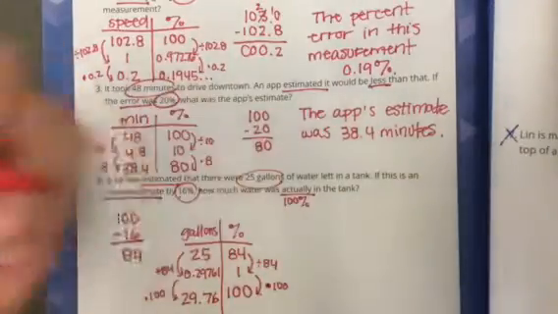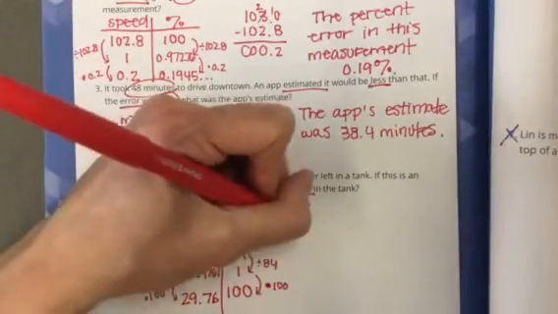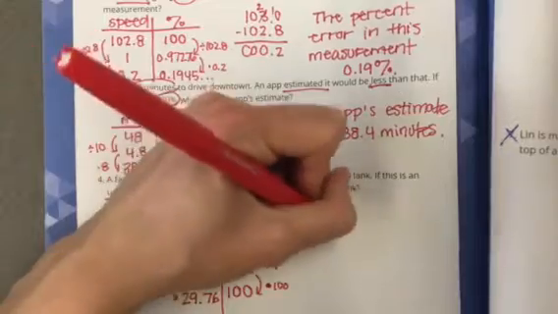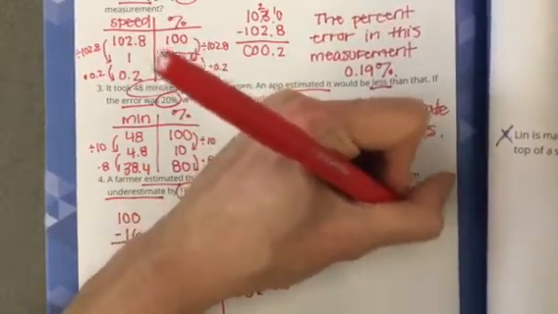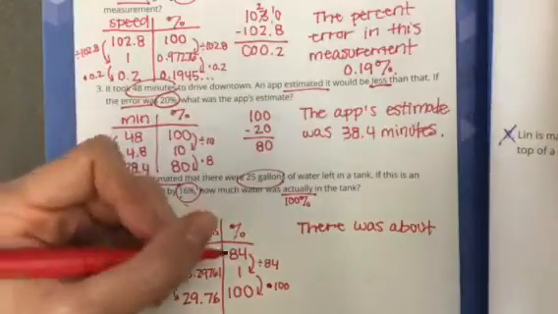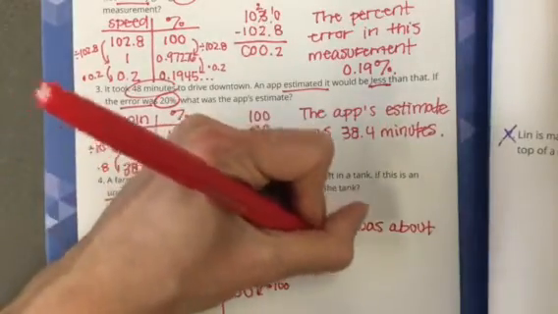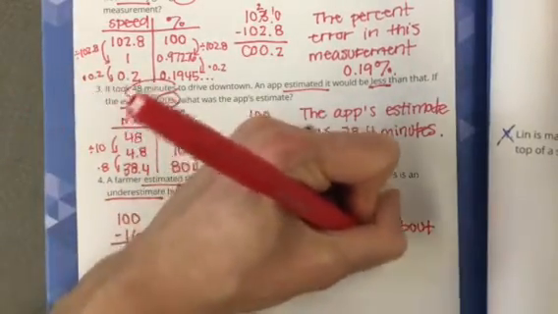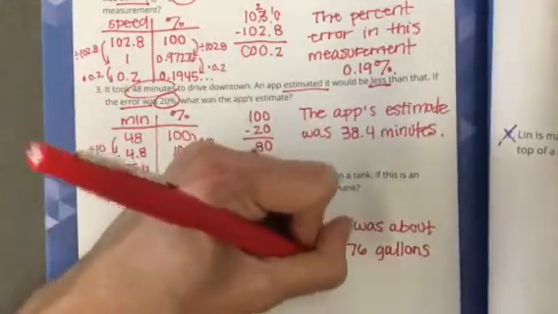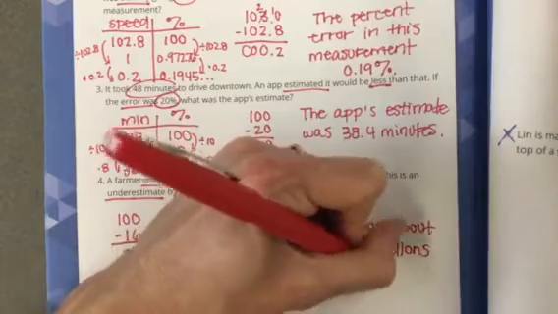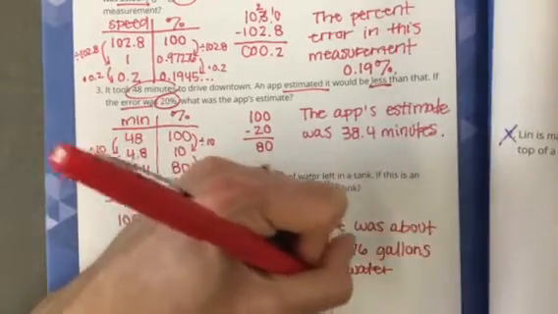So how much water was actually in the tank? I'm going to say there was about, and I'm saying about because we rounded, but there was about 29.76 gallons of water actually in the tank.